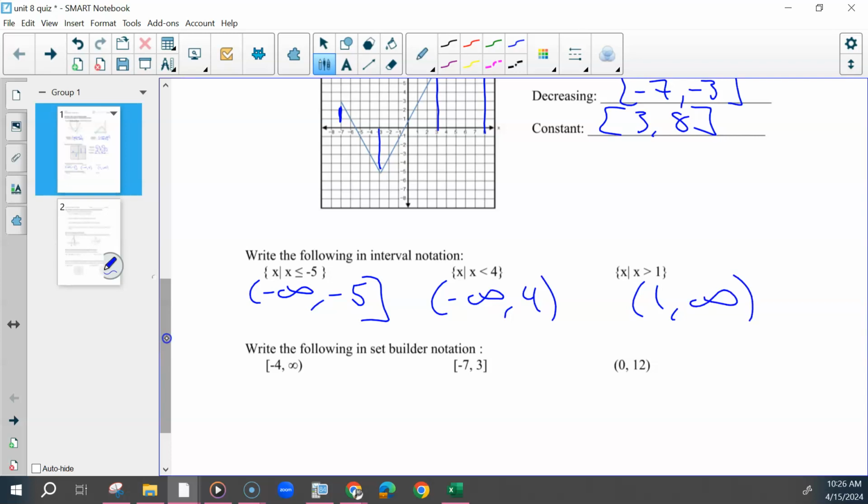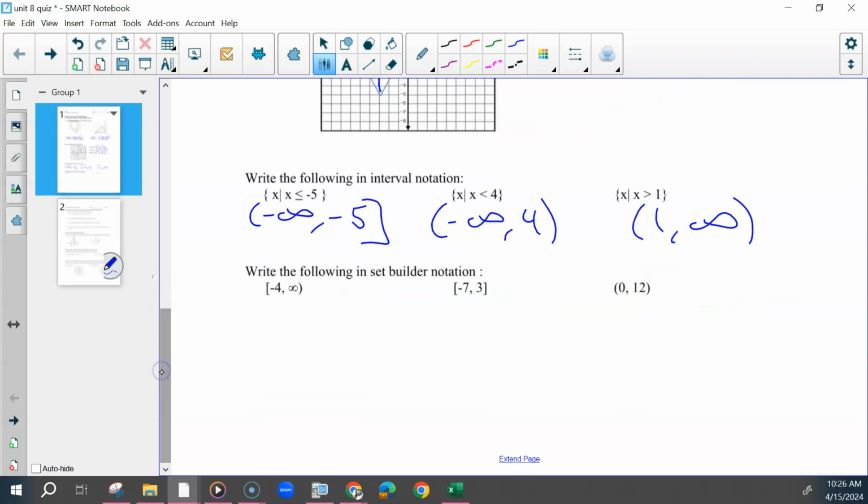Questions about those three? Why is negative 5 always like that? Because of the equal to. Right, and then for the set builder notation, we did fine for this one. These two we struggled a little bit with.